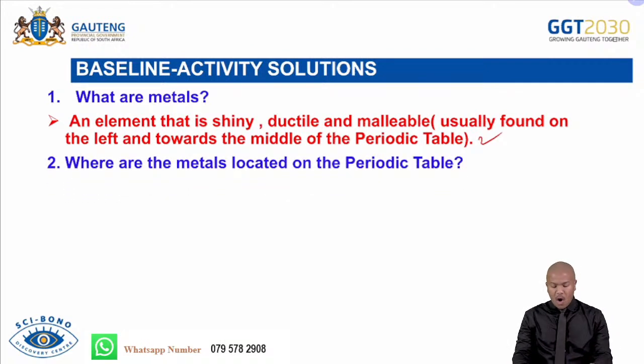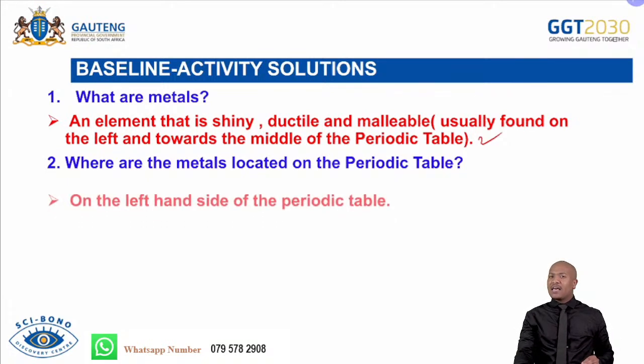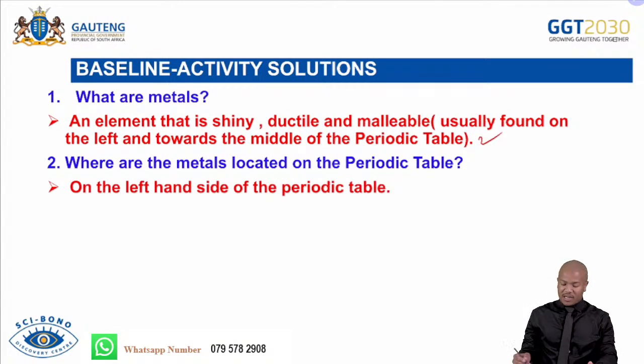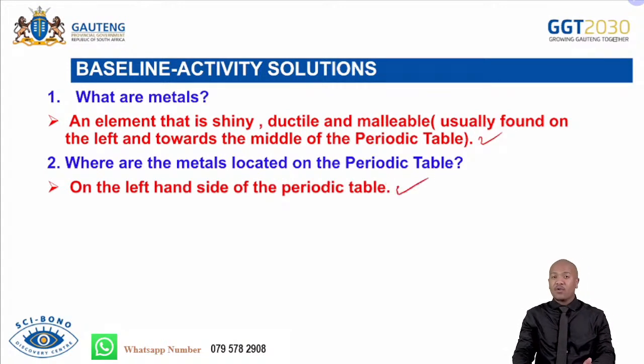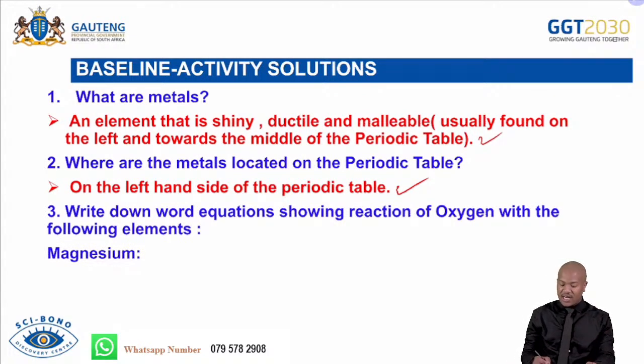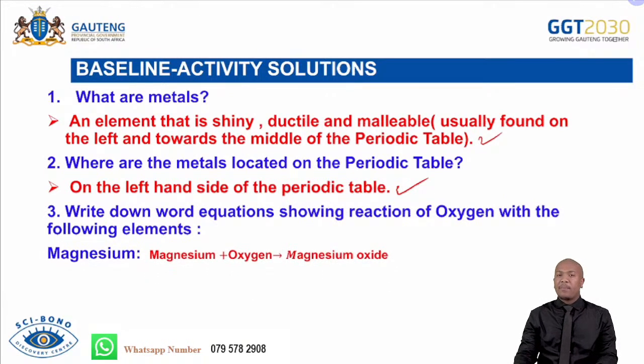Number two, where are the metals located on the periodic table? The answer is supposed to say on the left-hand side of the periodic table. Make yourself correct. Number three, write down the word equations showing the reaction of oxygen with the following element. The element is magnesium, right? So now you have to write down the reaction that has magnesium with oxygen. It is magnesium plus oxygen forming magnesium oxide.